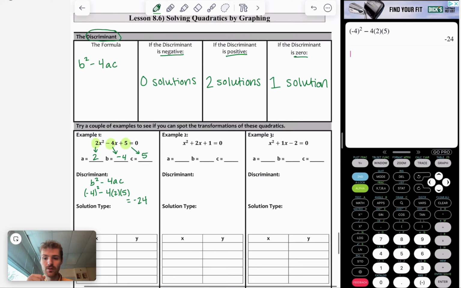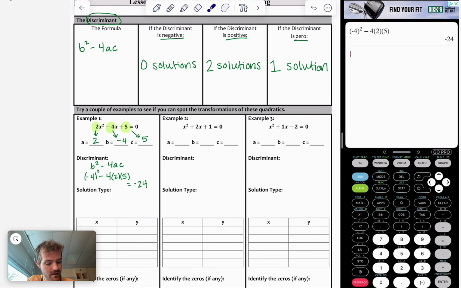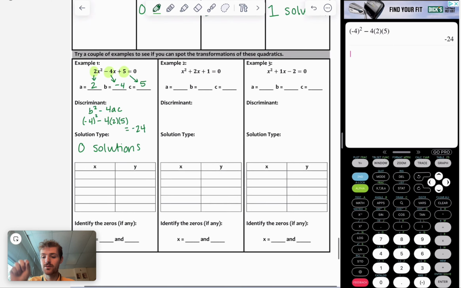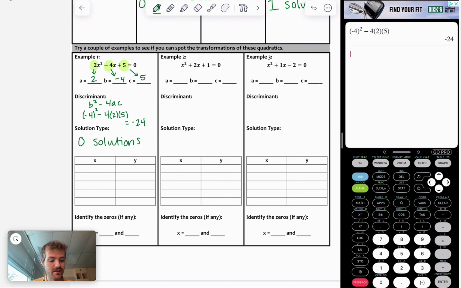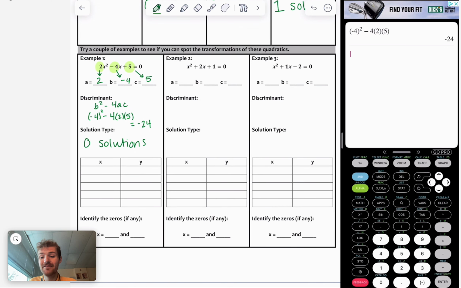So, in example 1, because we ended up with a value of -24, and since negative 24 is indeed a negative number, that tells us we're going to have 0 solutions. The rest of these questions, where we see this table and identify the zeros, you only have to do if there is going to be a solution. So because there aren't any solutions in example 1, we are done with that example.